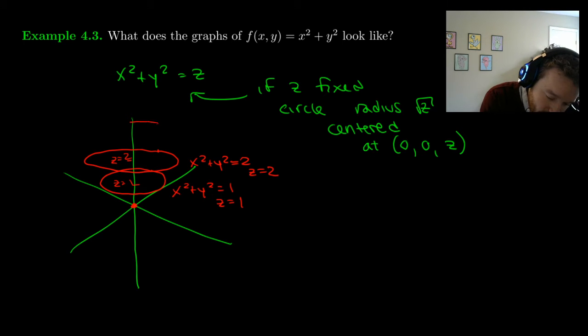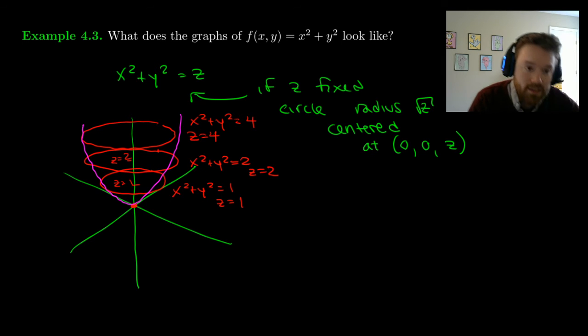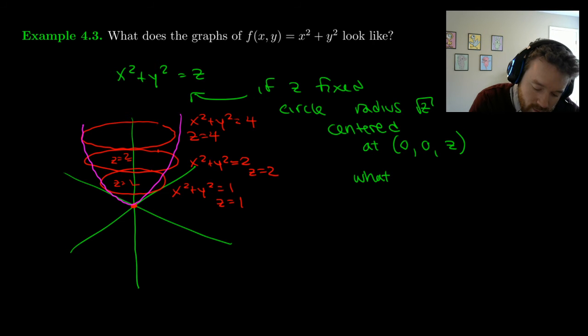And finally, let's just say up here maybe at z equals 4. This is not to scale, of course. At z equals 4, I have x squared plus y squared equals 4. So that's a circle of radius 2. And if we start to actually draw what this thing might look like, we'll get something like this. Maybe a better way to think about this is what happens when we fix some of these things.